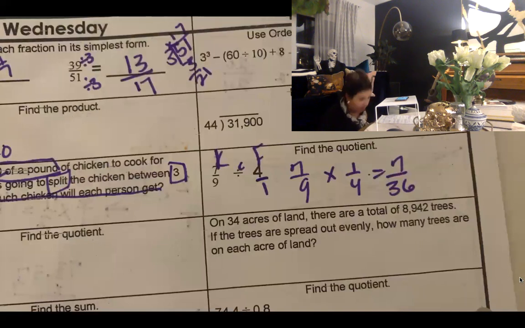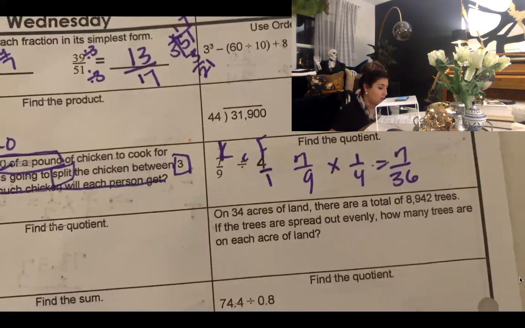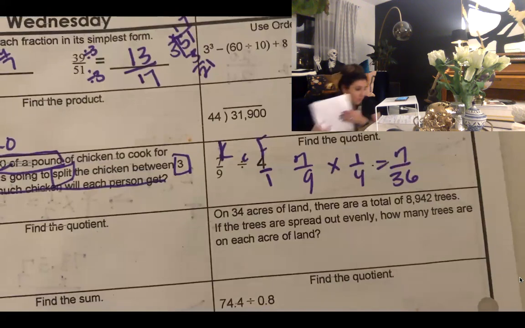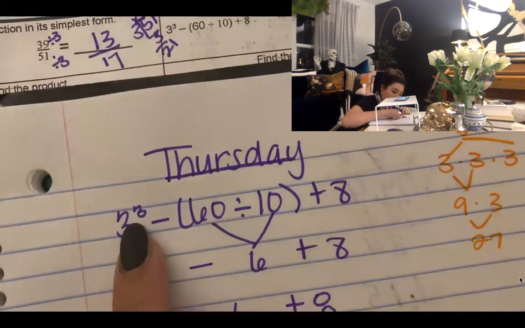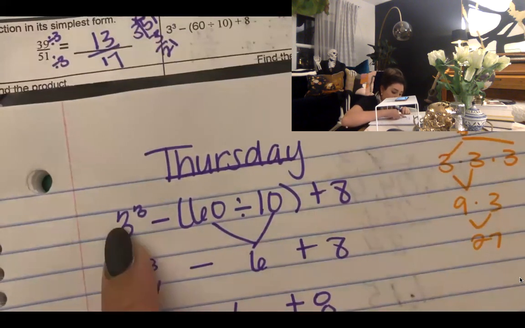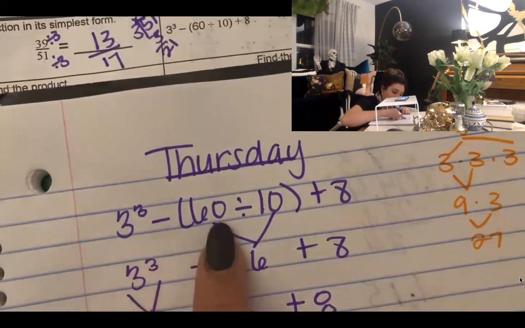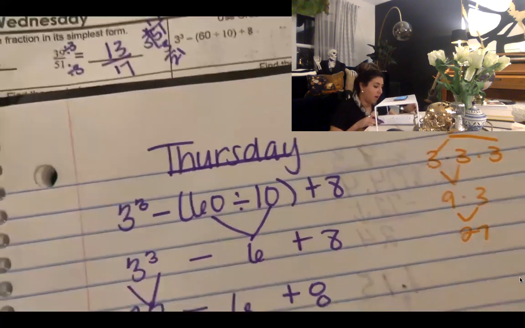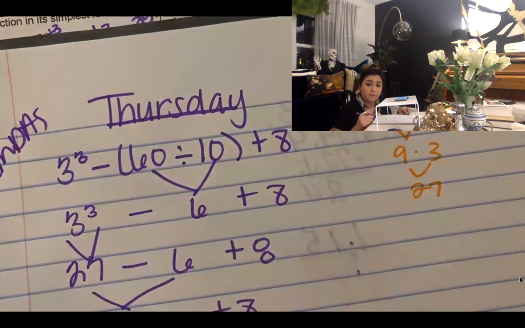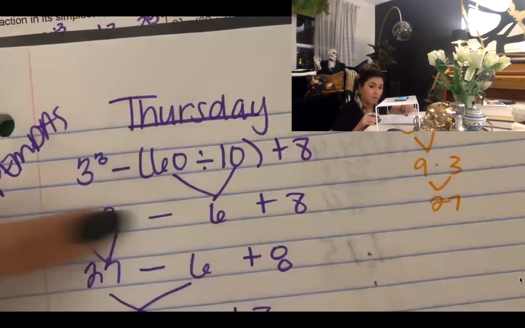We're starting off with order of operations. Oh, scared me. I skipped a page, I don't know why. All right, 3 to the 3rd power, minus 6 divided by 10, plus 8. I absolutely had parentheses first, right? So I did the parentheses, which gave me 6, and I dropped down everything else.